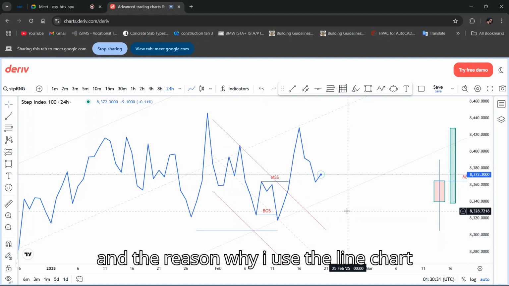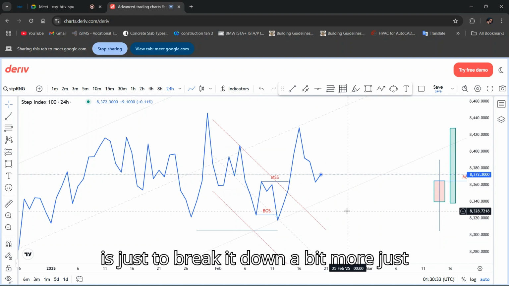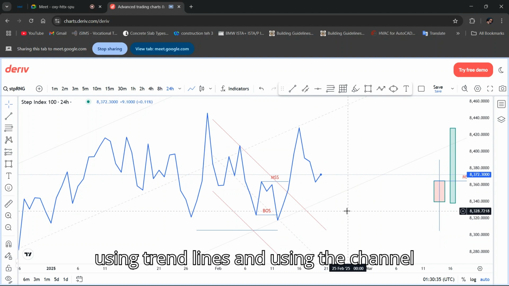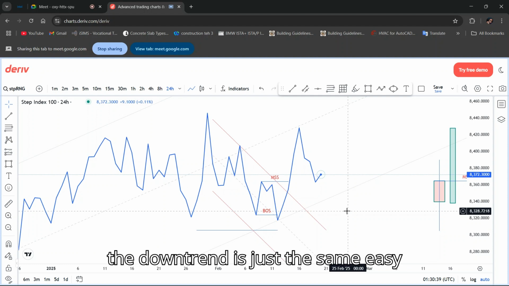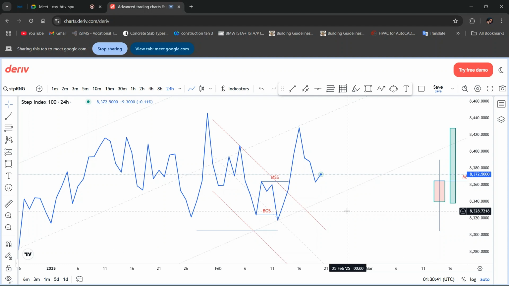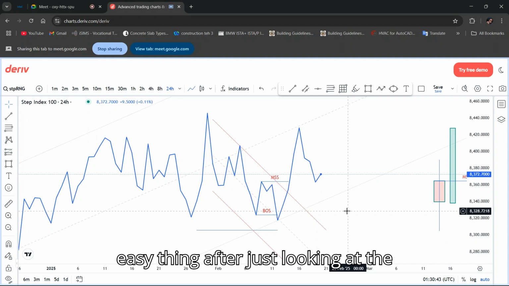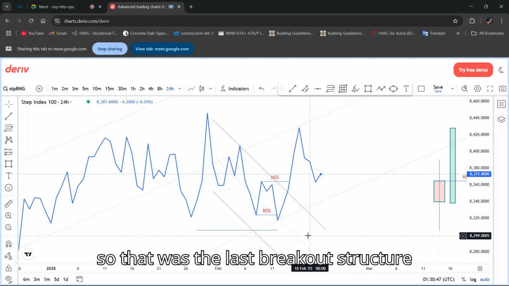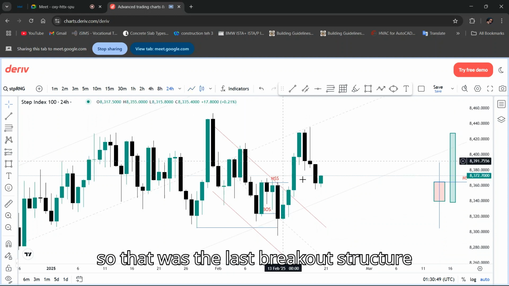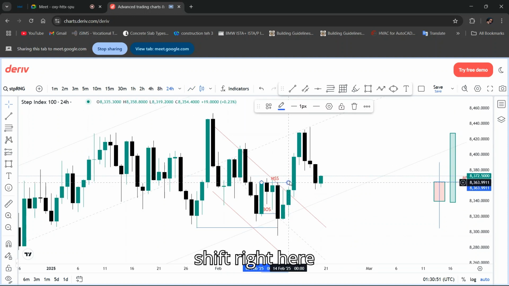And the reason why I use the line chart is just to break it down a bit more, using trend lines and the channel box that we have here to show you that in the downtrend, it's the same easy thing after just looking at the market as a trend. So that was the last break of structure, and that is why we got a market structure shift right here.